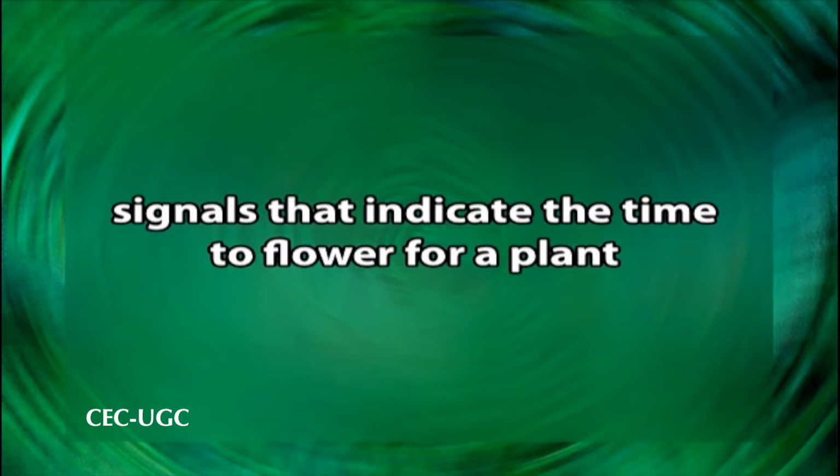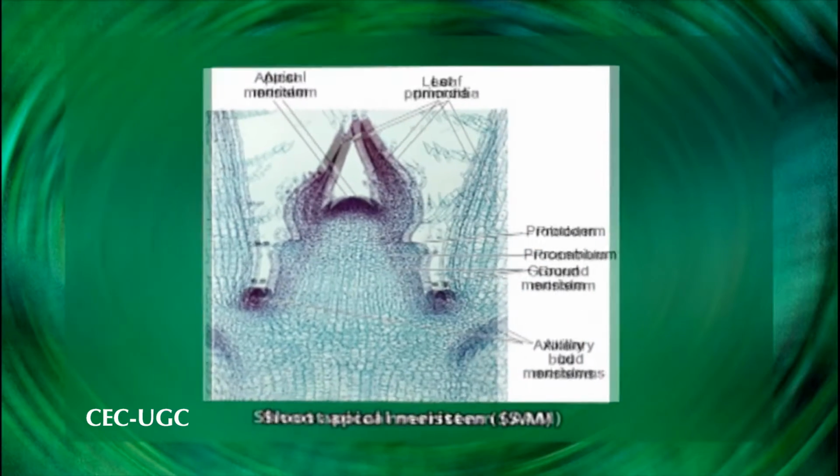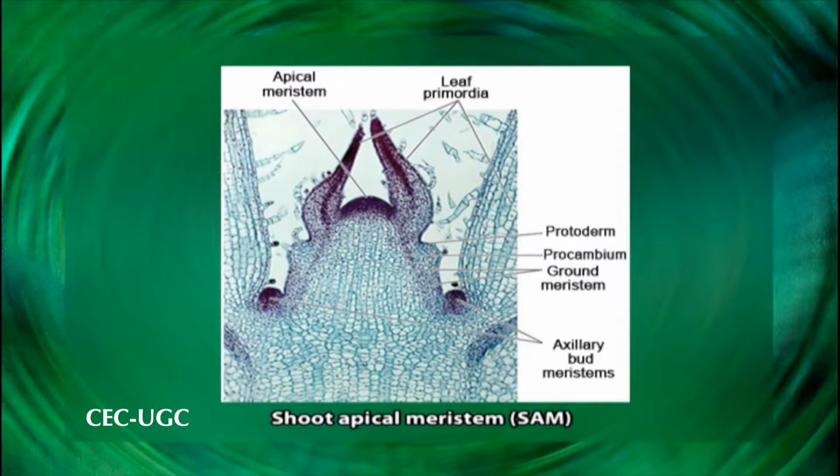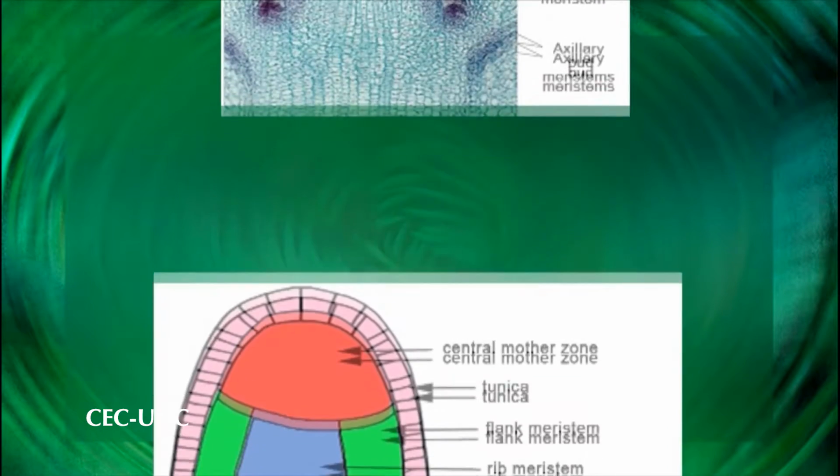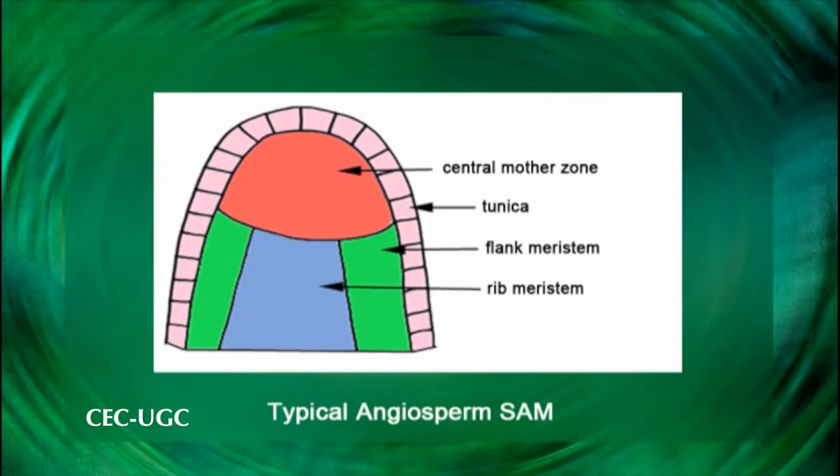Plants have inbuilt all the needed signal transduction pathways to respond to environmental signals. Internal developmental changes allow plants to obtain competence to respond to external and/or internal signals that trigger flower formation. Now let us analyze signals that indicate the time to flower for a plant. Shoot apical meristem has an undifferentiated central dome of progenitor cells covered by a layer of epidermal cells.